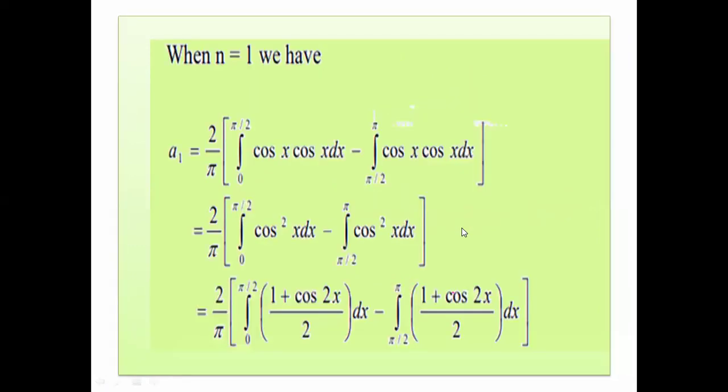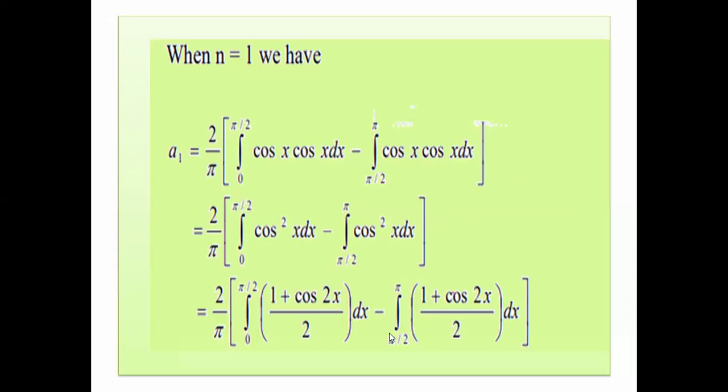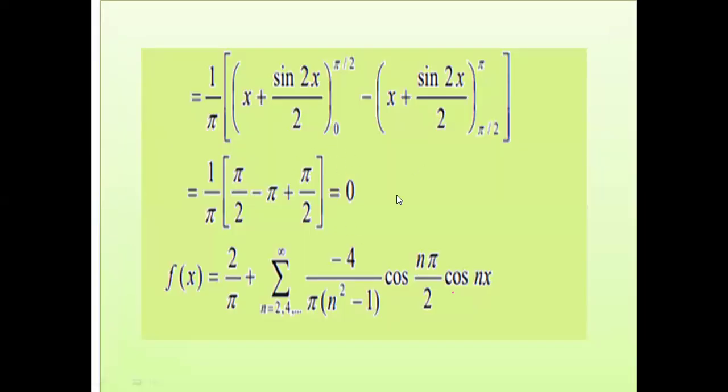So then next, you can find a1. So a1 equals integral 0 to pi by 2 and pi by 2 to pi of cos x cos x. So you get cos square x, which you write as (1 plus cos 2x) by 2. After applying the trigonometric formula for cos square x, you can integrate, then apply the limits, and you will get 0.